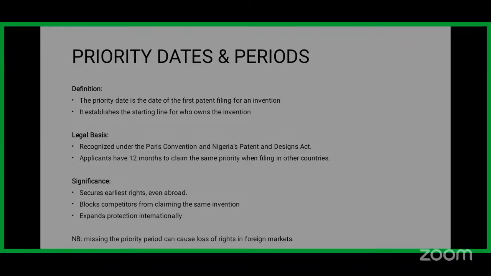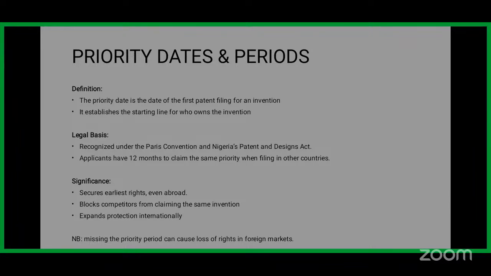So let's say, practical example, you filed in Nigeria, and then let's say you file in Ghana. Ghana is a signatory to the PCT, and Nigeria is also a signatory. Now, you must do so within 12 months, and then you can claim the priority date in which you filed in Nigeria. So that's for priority date.